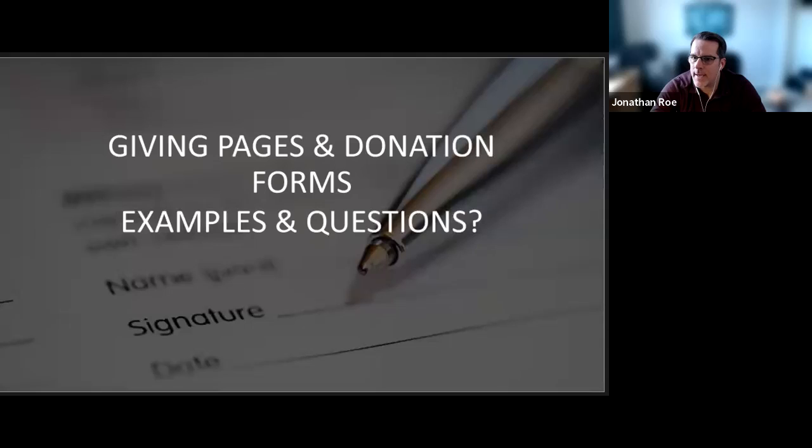Yeah, I think that's the key question: what do you need, right? What's going to help you? So not just what is the best system out there that everybody is using, but how do you want to interact with your people? How do you want to connect with your people? And then what platforms are going to best serve you there?